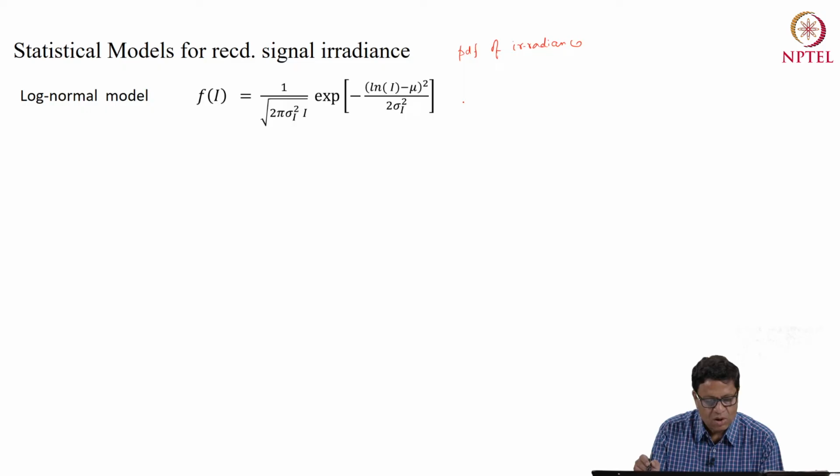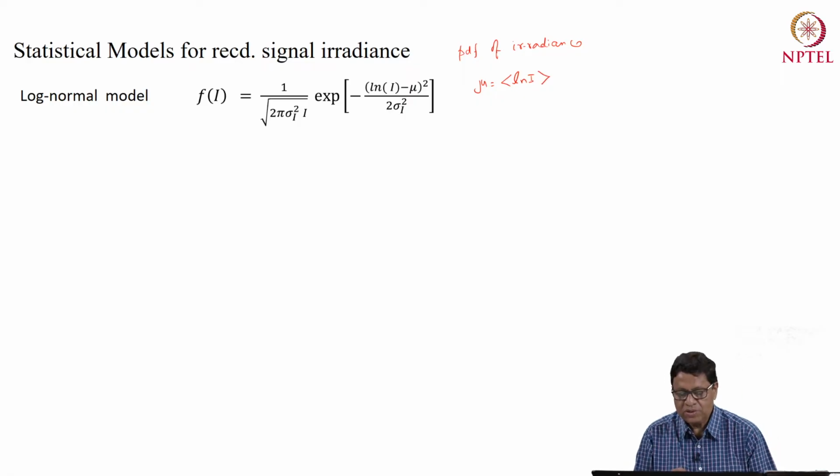well-known models is the log normal model, where for the irradiance I, the PDF is defined as 1 by the square root of 2 pi sigma I square, sigma I square being the scintillation index. This is the irradiance, exponential of the natural log of I, the average, where mu is divided by 2 sigma I square. So this is the log normal model.